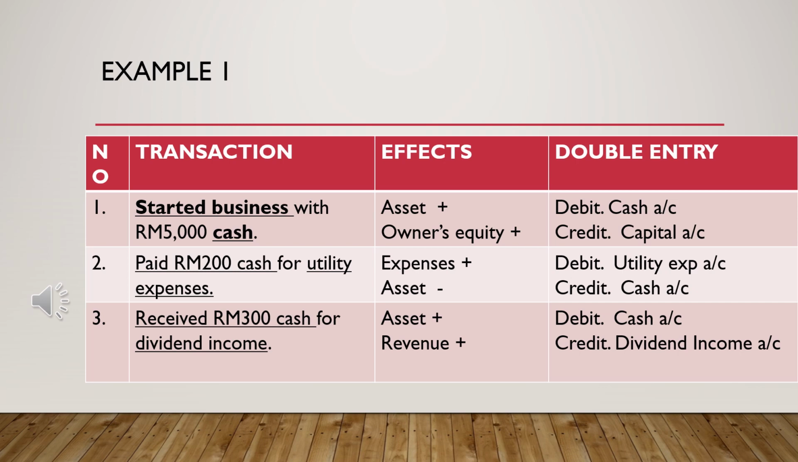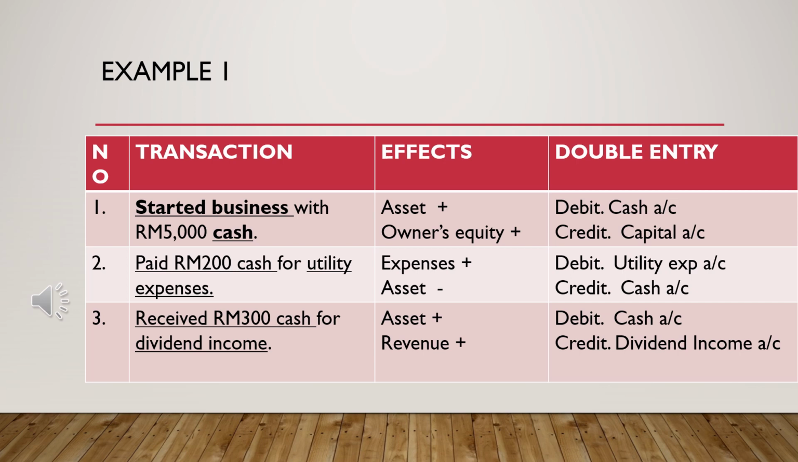Okay, look at transaction number 2. Paid RM200 cash for utility expenses. When you pay utility, it means that there is a decrease in your assets. So the effect is that expense increases and asset decreases. Increase in expense needs to be recorded at the debit side. So we need to debit the utility expense account, and we need to credit the cash account because the asset is decreased.